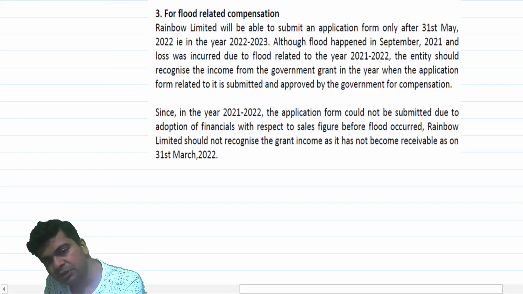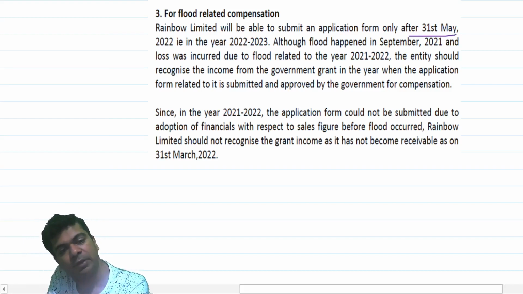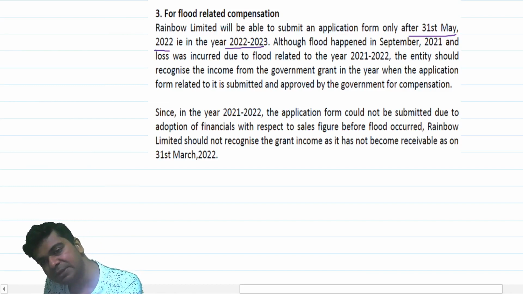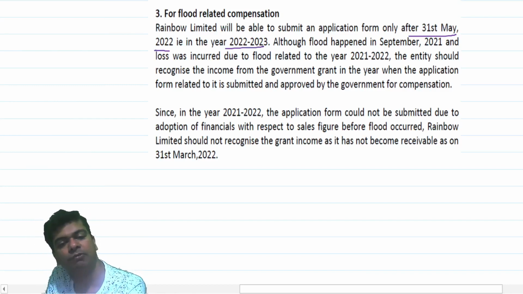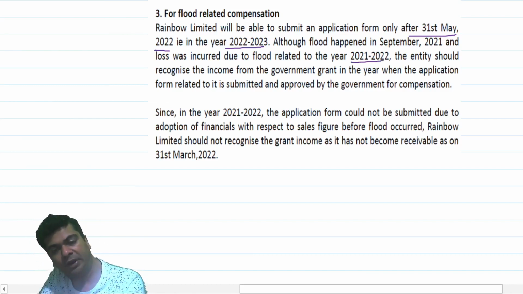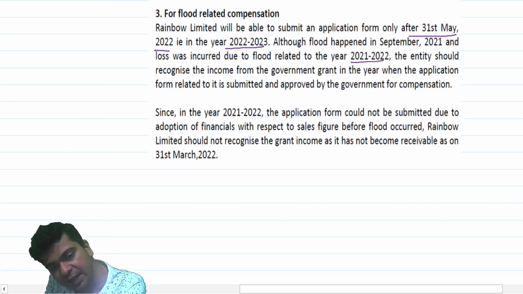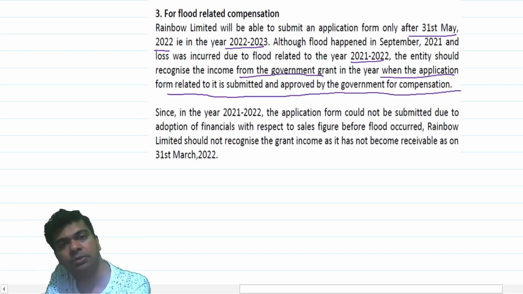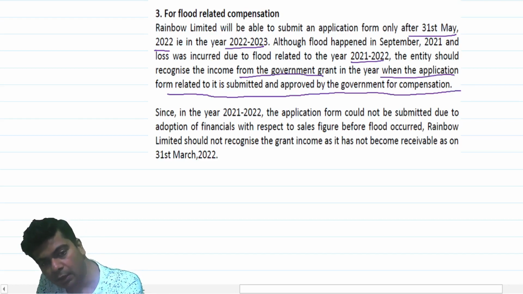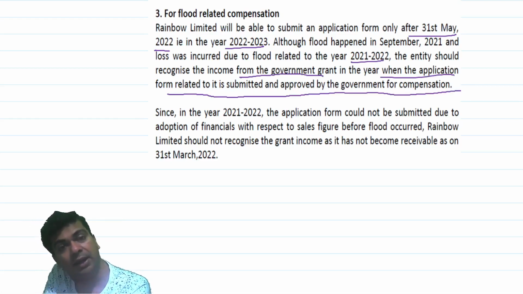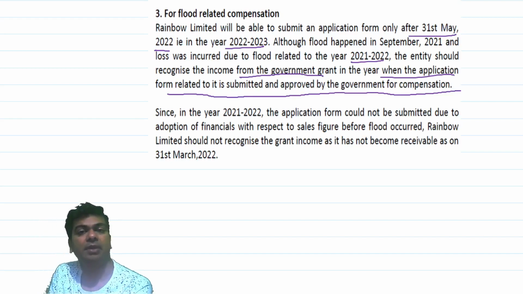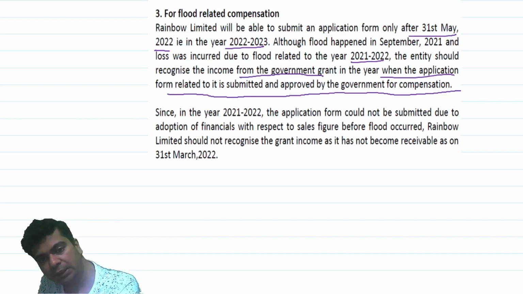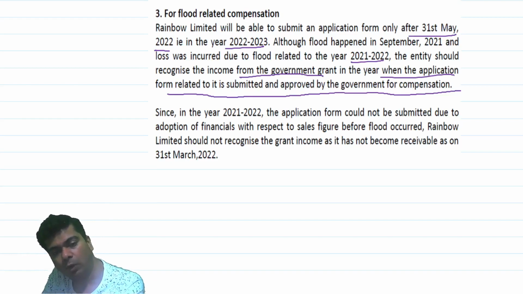Rainbow Limited will be able to submit an application form only after 31st May 2022, that is in the year 2022-23. Although the flood happened in September 2021 and the loss was incurred due to flood related to the year 2021-22, the entity should recognize the income from the government grant in the year when the application form related to it is submitted and approved by the government for compensation. Getting it? I cannot recognize it in the current year. It will become a contingent asset because I may receive that money, I may not receive that money, isn't it? That is the reason we cannot show it in our books.